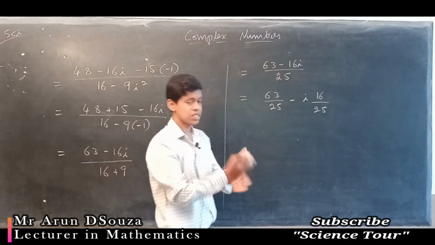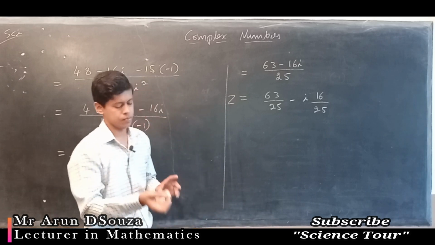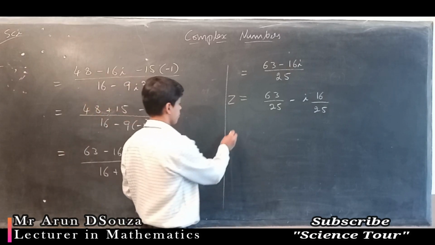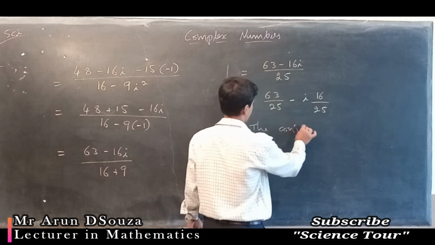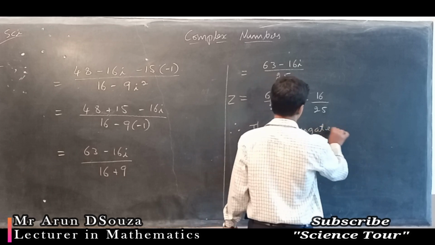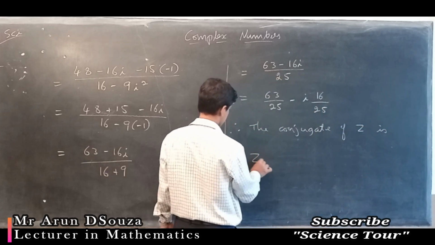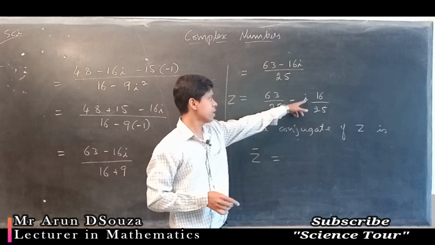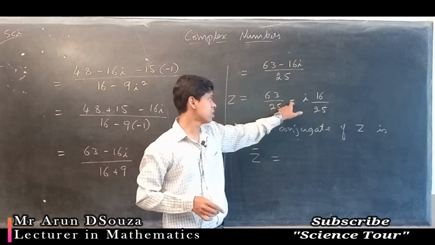Now this is your complex number z, let us say. All right, you got to write the conjugate. Therefore the conjugate of z is z bar, and that is equal to, see, understand, negative sign.